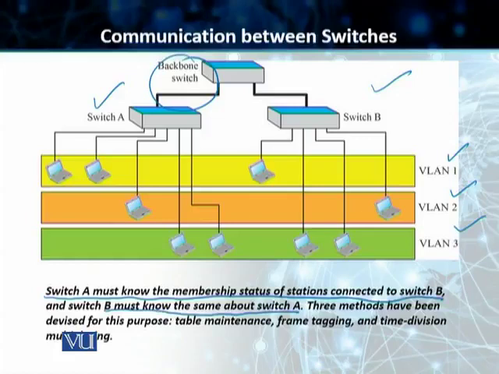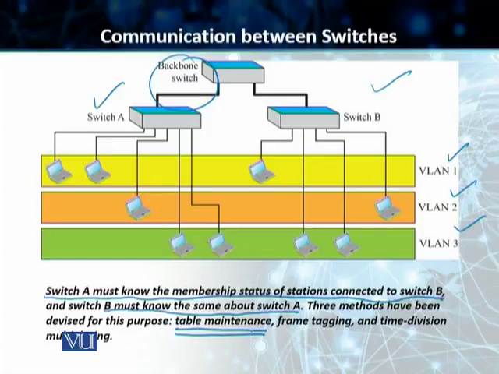Students, we have three methods that we normally use for this particular purpose, for the switches that are sharing the VLANs, to know the membership status of the stations that are connected to the other switch. The first is called table maintenance, in which each of the switches uses a particular technique to maintain the table, and they also ping the other switches, and based on that, they update their tables. So when a station sends a broadcast frame to its group members, the switch creates an entry in the table, and it records the station membership as well.